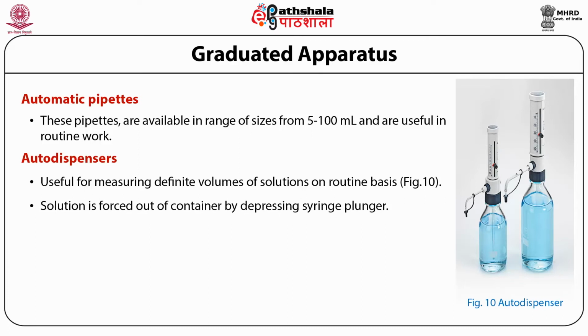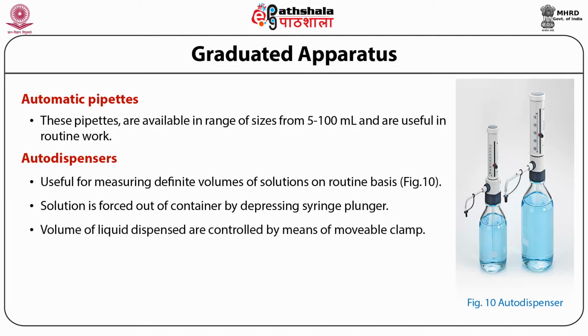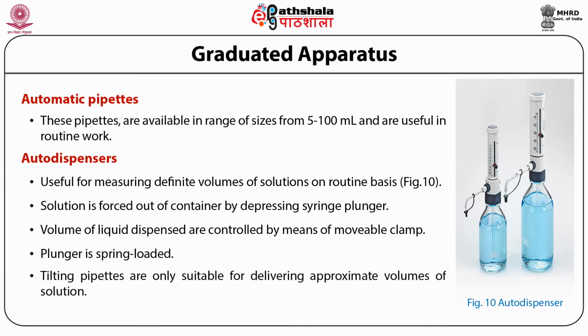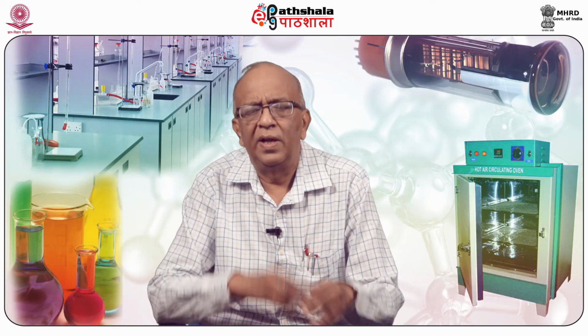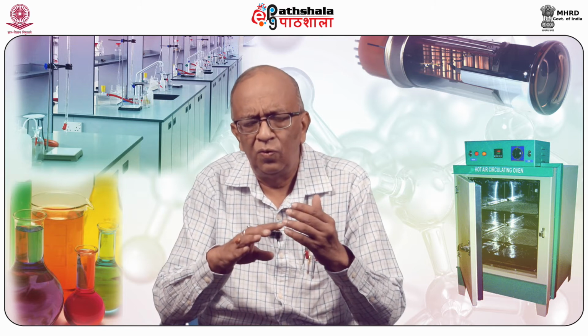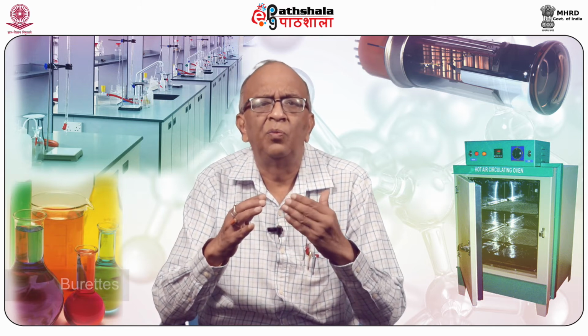Solution is poured out of a container by depressing a syringe plunger. The movement of the plunger, and hence the volume of the liquid dispensed, are controlled by means of a movable clamp. The plunger is spring loaded so that when released, it returns to its original position and is immediately ready for operation again. Tilting pipettes, which are attached to a reagent bottle, are only suitable for delivering approximate volumes of solution. Another very important apparatus which is to be learned is the burette.